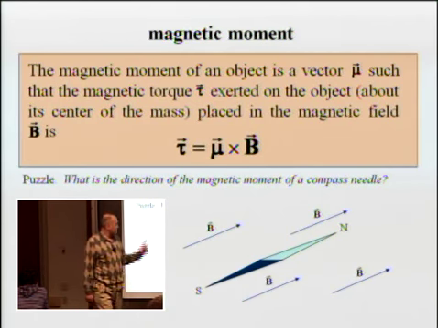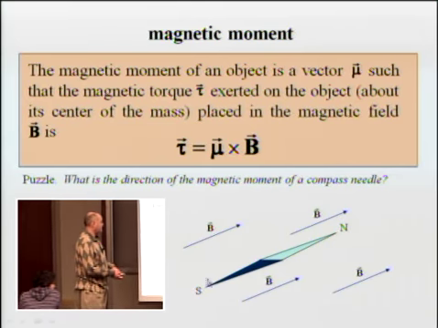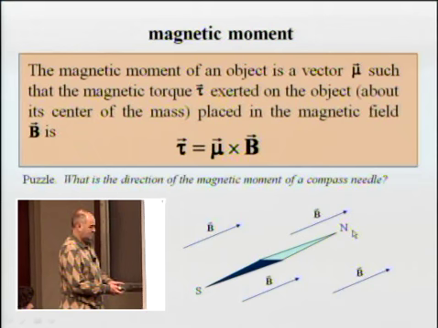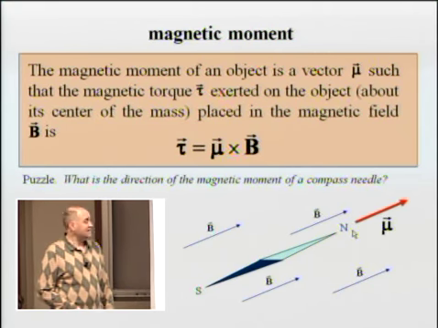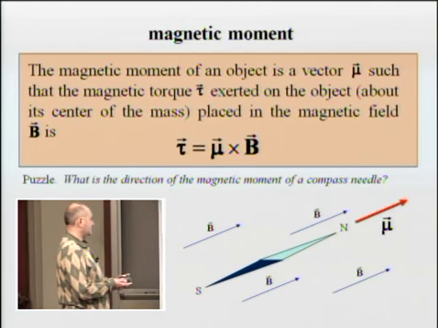They have to be in the same direction. Magnetic moment of an object is aligned from the South Pole toward the North Pole. Yeah, this is the direction of magnetic moment. Right.